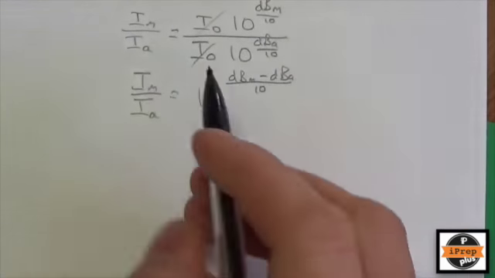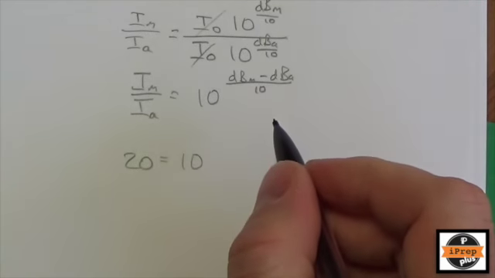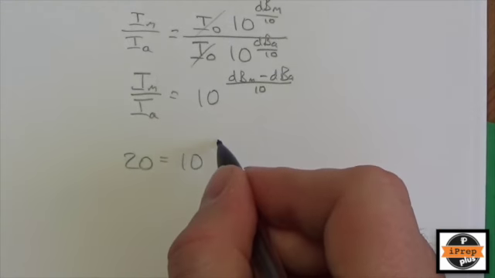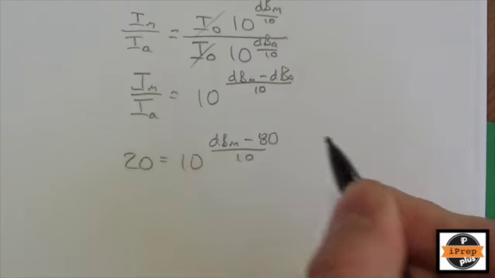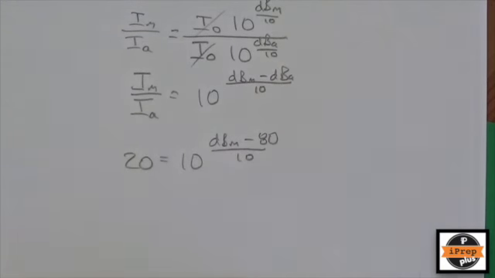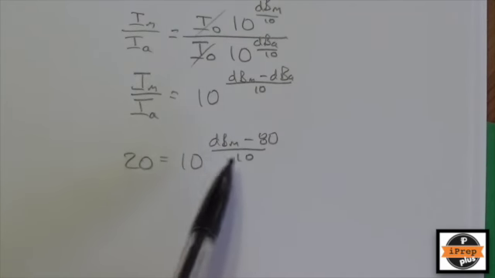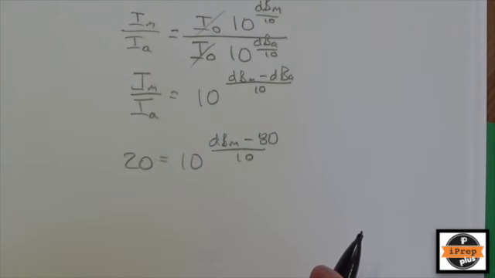We are told that this ratio is 20, and we're told that the decibel level of the automobile was 80. So this is going to be 20 equals 10 to the decibel level of the motorcycle minus 80, all over 10. Now, we are trying to solve for the decibel level of the motorcycle. So we need to get the variable here, dBm, out of the exponent.